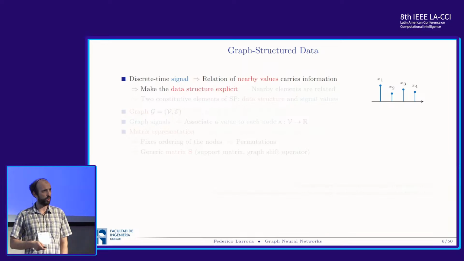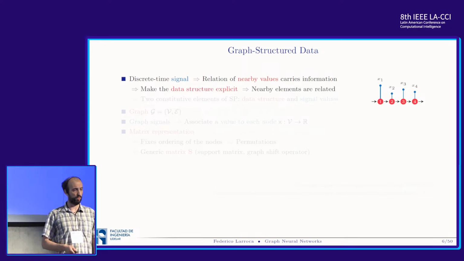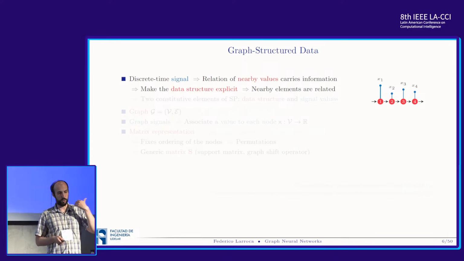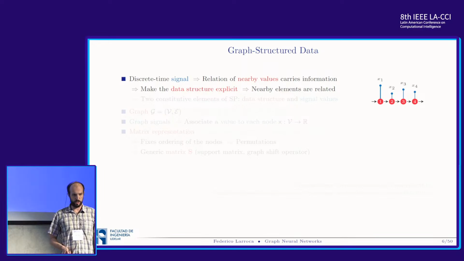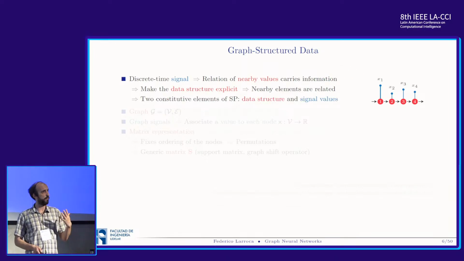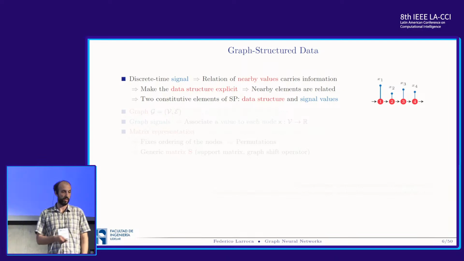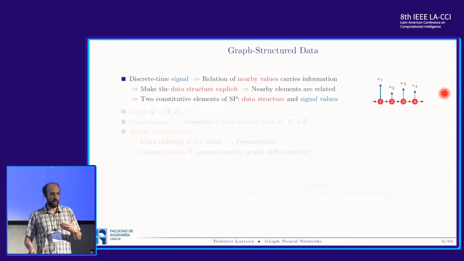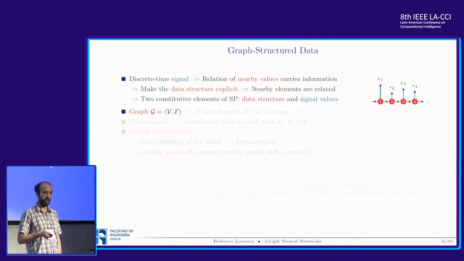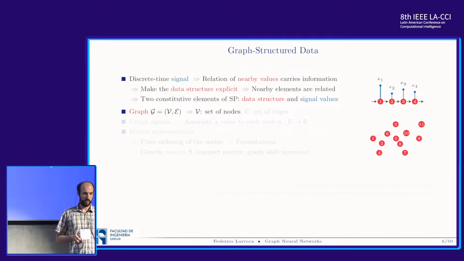So let's try to do this more explicitly, and we will, for instance, draw a graph that gives you that structural information by simply joining with an edge two nodes that are consecutive in time. So now we have the two important constitutive elements of signal processing: the signal itself, the values x1, x2, x3, and the structure underlying this signal. We now may talk about a graph where we have nodes and edges. So this is another example, a more general graph than the one above.